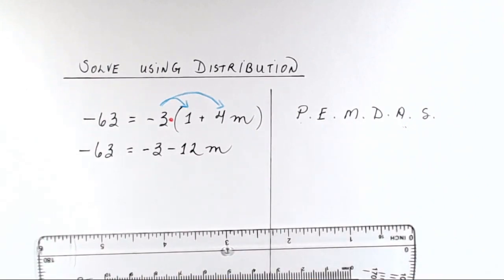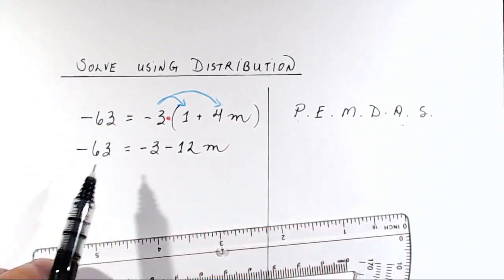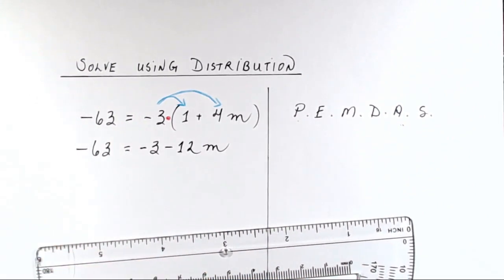This interchange where I'm using interchangeably the word negative and minus is much better understood when you're working with paper and pencil or pen and not with a calculator, because in a calculator, especially a graphing calculator, the negative symbol becomes extremely important in how you enter the problem. And we'll talk about that later, but right now I'm showing how to do it algebraically, symbolically on paper. So negative 63 equals negative 3 minus 12m.